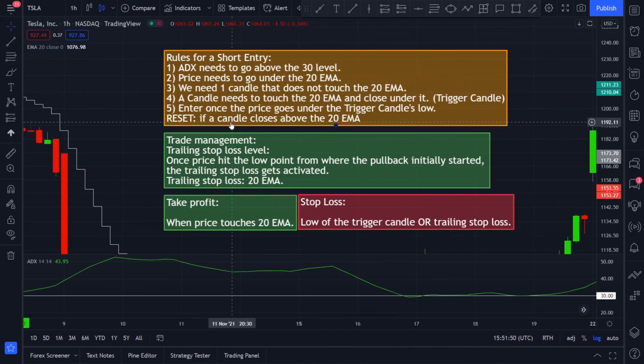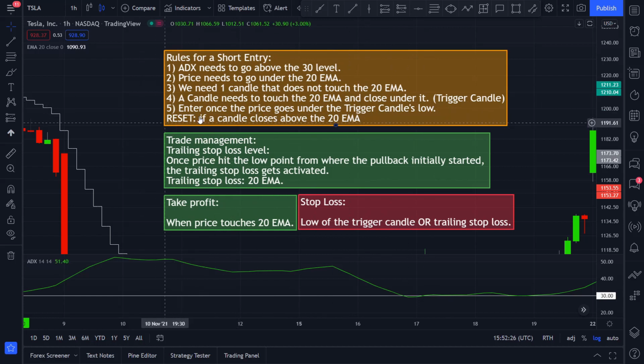So here are the rules for a short entry. First, you need to have the ADX go above the 30 level. Then the price needs to go under the 20 EMA. After that, we need one candle that does not touch the 20 EMA. Then we need a candle that touches the 20 EMA and closes under it. This is going to be the trigger candle. After that, you can enter once the price goes under the trigger candle's low.